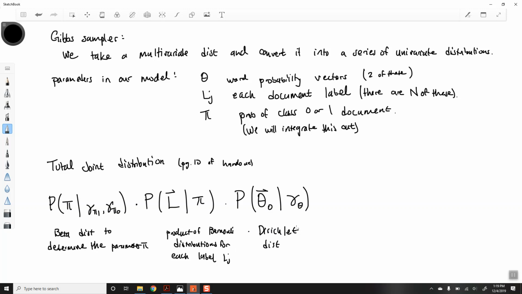And then we have two of these theta things. We've got a theta for document class 1 and a theta for document class 0, and each of these comes from a Dirichlet. So we have a Dirichlet and another Dirichlet. And then from there, we have to do all of the words.